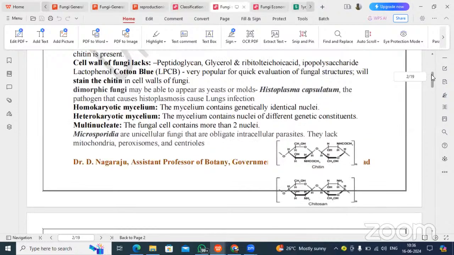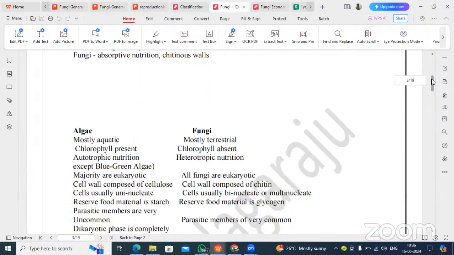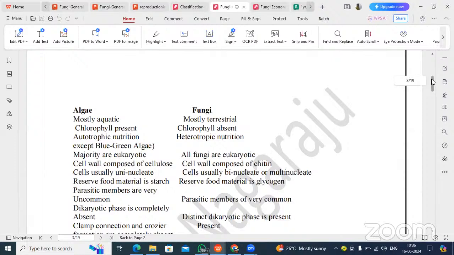Can anybody say what plant characters and what animal characters fungi have? Euglena, sir. No, all that comes under Protista. Protista means, as per Whittaker classification, Monera, Protista, Fungi, Plantae, Animalia. Protista has both characters. Heterotrophic nutrition, sir. Yes, heterotrophic nutrition, like animals. That is one of the characters.